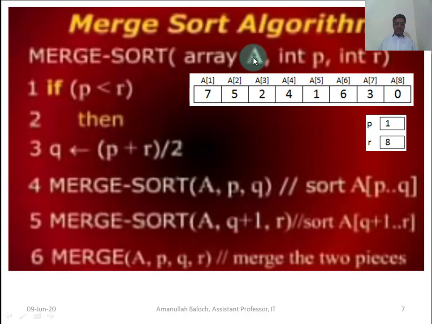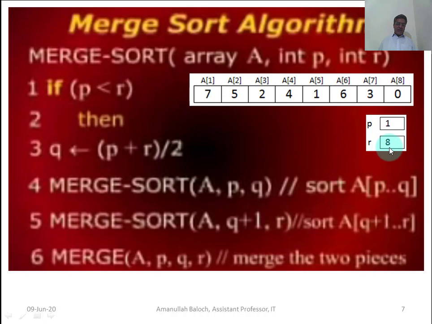It will store here. We will also pass the initial index 1 to P and the final index 8 to R. These two values will also be passed. We will pass this array to A and we will pass 1 to P and the last index to R. So P is equal to 1 and R is equal to 8. We have an A array and these two integer variables with values 1 and 8, the initial index and final index.